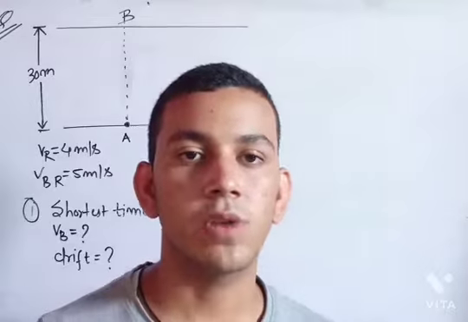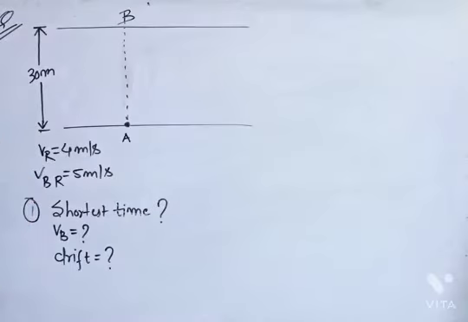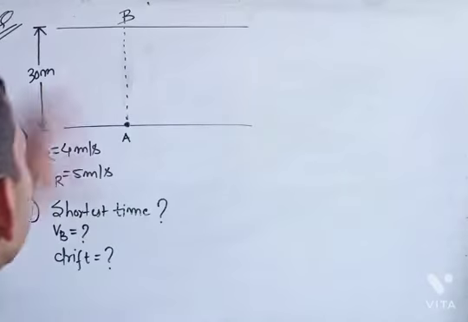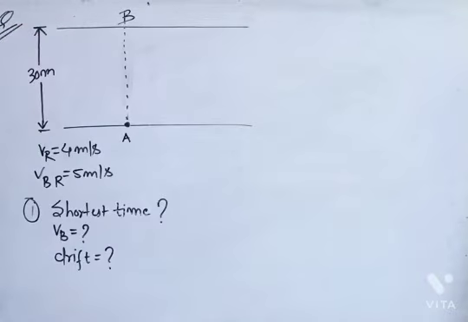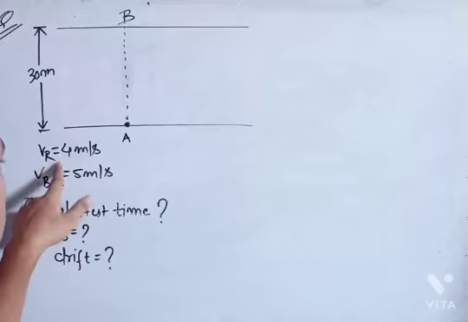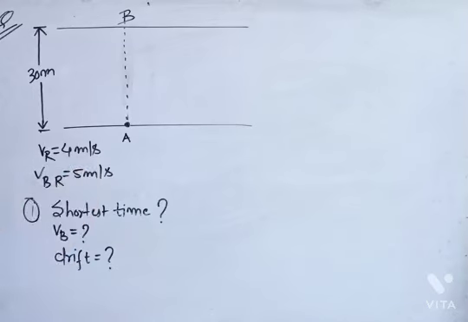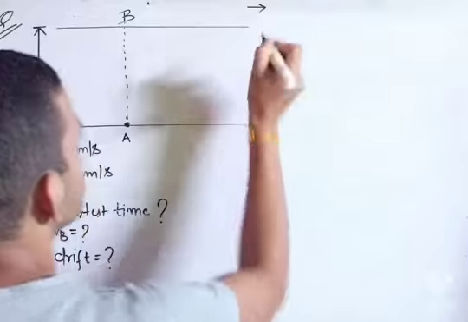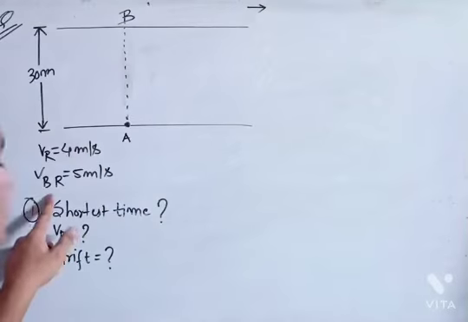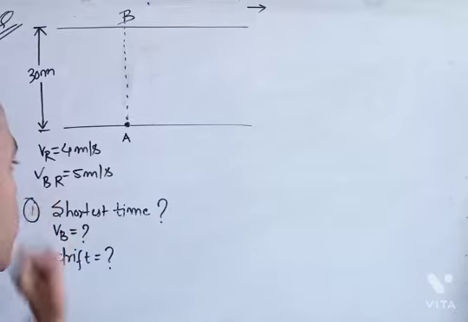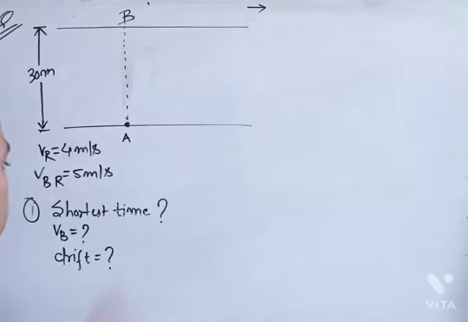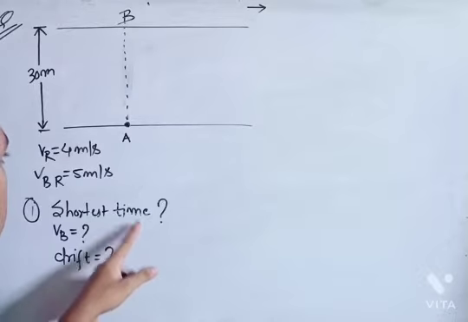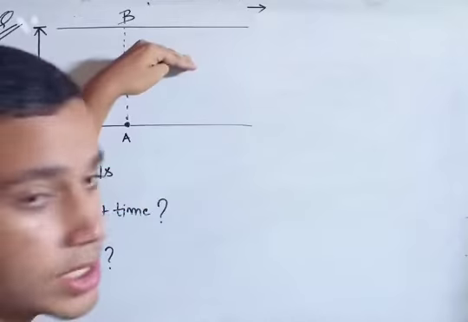Hello everyone, let's solve the next question. Here we are given a riverboat problem. This is the width of the river, which is 30 meter, and we are given that the velocity of river is 4 meter per second. Let us suppose the river is flowing along this direction and the velocity of boat with respect to river is 5 meter per second.